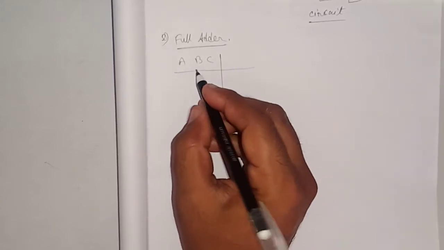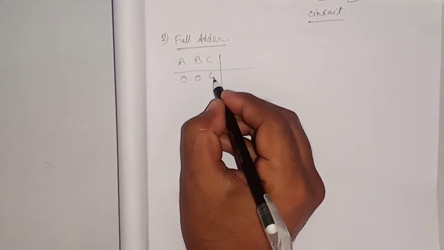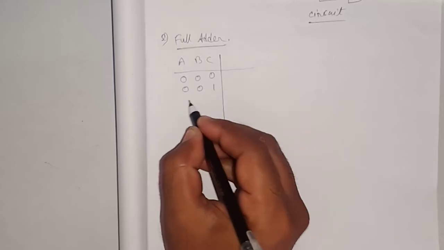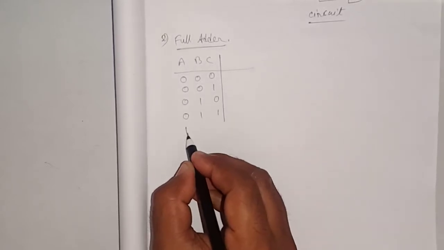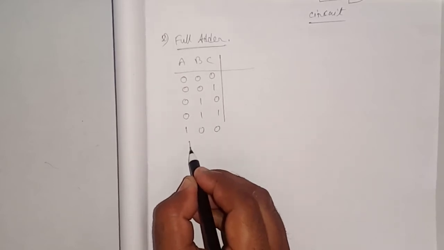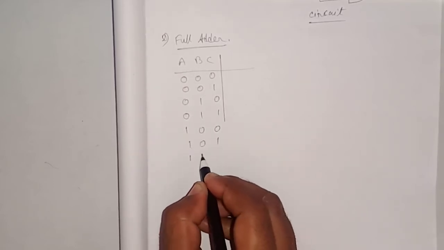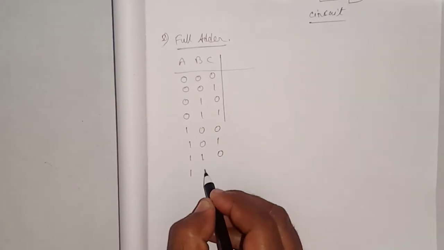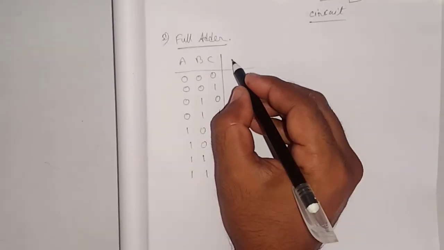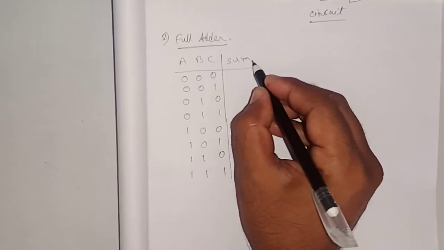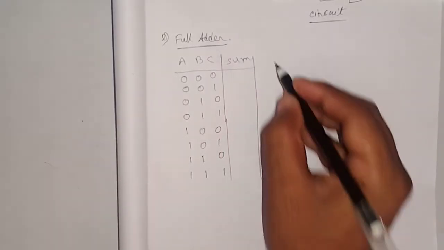We write the combination: 0 0 0, 0 0 1, 0 1 0, 0 1 1, 1 0 0, 1 0 1, 1 1 0, 1 1 1. Okay, then we write sum and carry.